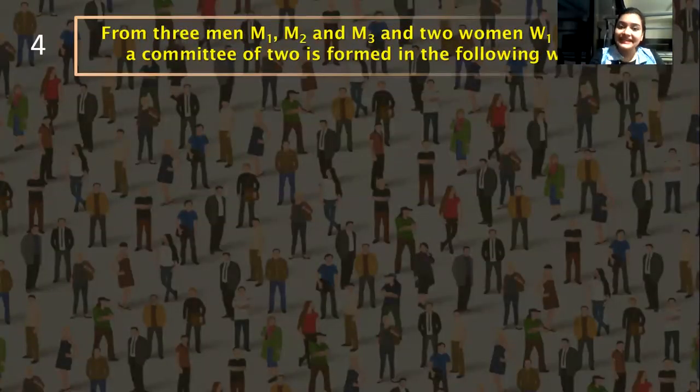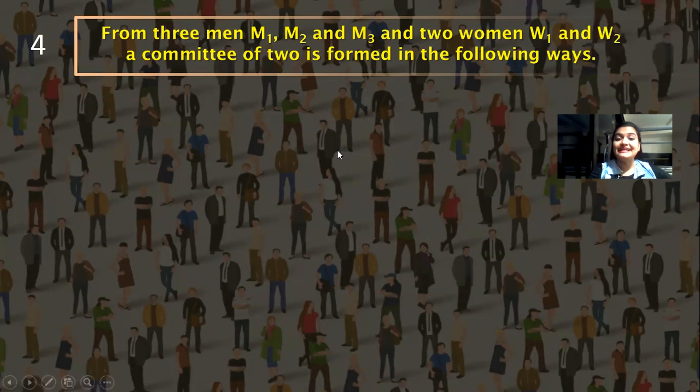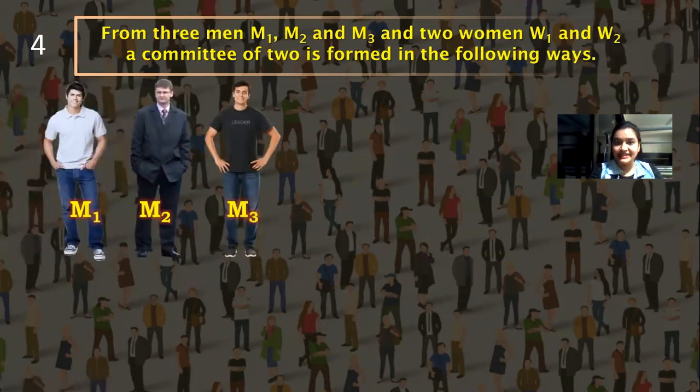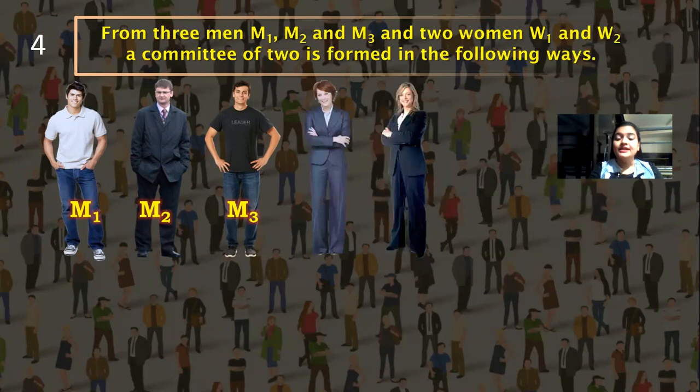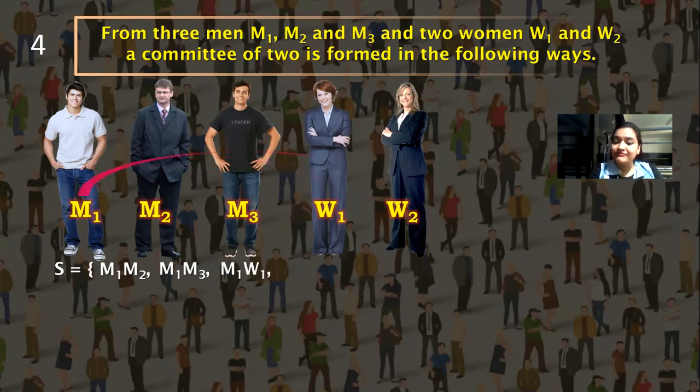Now, from 3 men, M1, M2, M3 and 2 women, W1, W2, you need to form a committee of 2. You have 3 men denoted by M1, M2, M3, and 2 women denoted by W1, W2. Now guys, you need to make a sample space from these members. So we will start with M1. Remember, first I give M1 as many partners as I can: M1M2, M1M3, M1W1, M1W2.